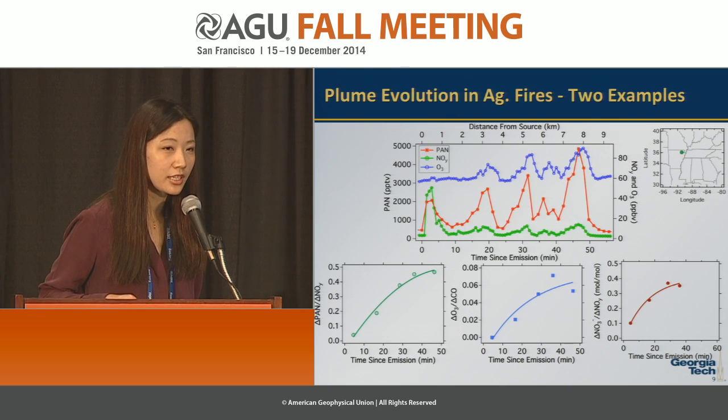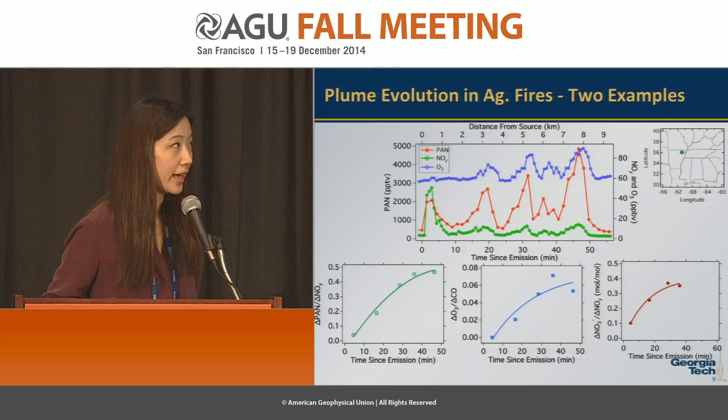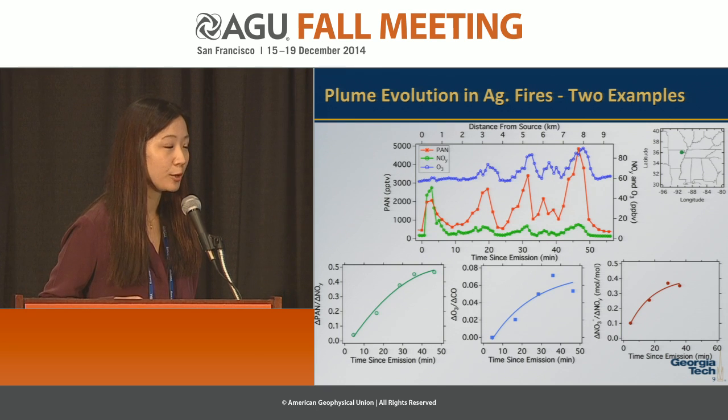In agricultural fires, we also saw really high levels of PAN. Let's look at the plume evolution in the agricultural fire. In this case, the aircraft flew from just above source to all smoke downwind. Across the bottom of this plot is the time since emission, or smoke age, in minutes, and across the top of the plot is distance from source in kilometers.